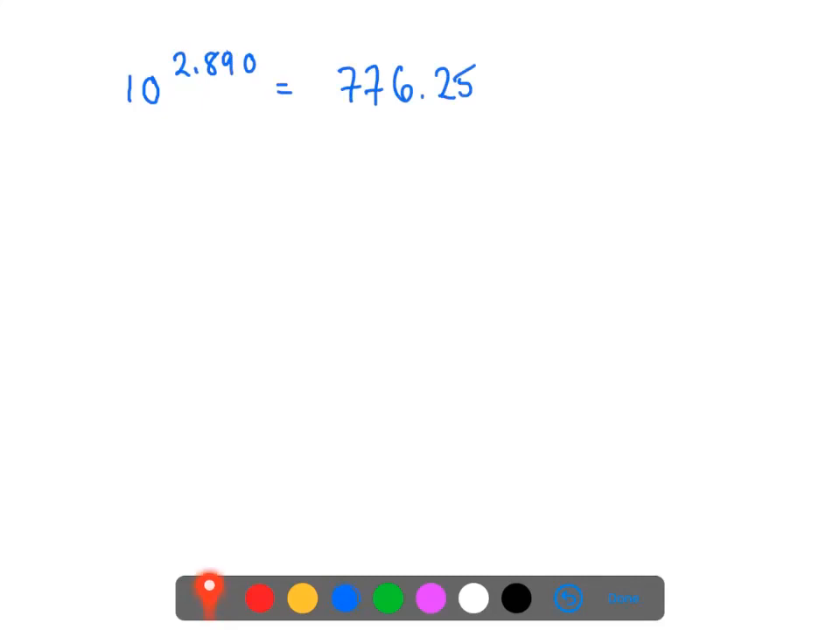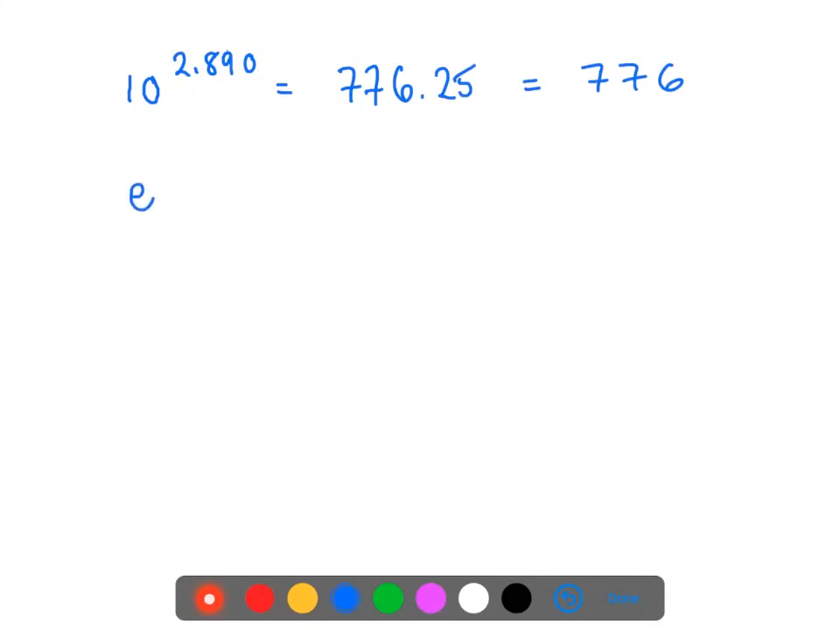Now there are 3 significant figures to the right of the decimal place. So when we take the antilog, our final calculated result will also contain 3 sig figs. And so our final result should be expressed as 776. The same thing for natural logarithms, base e.